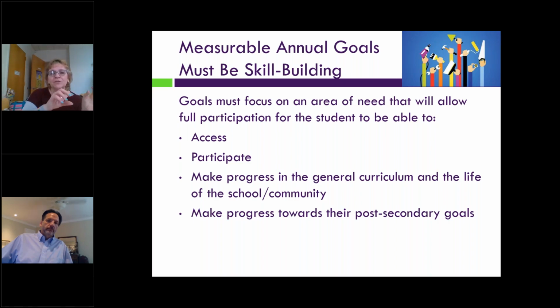So you have to be able to identify how they're going to be doing it, when they're going to be doing it, how they are going to show progress, and when you are going to share that progress with the family as well, which is really important. And showing that progress toward their post-secondary goals, right? So again, the measurable annual goals are based on that reevaluation, but they do build upon your post-secondary goals.